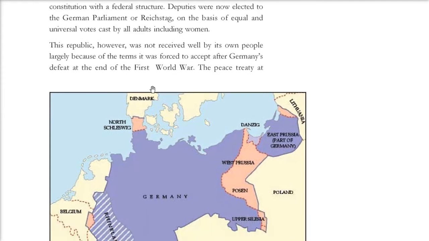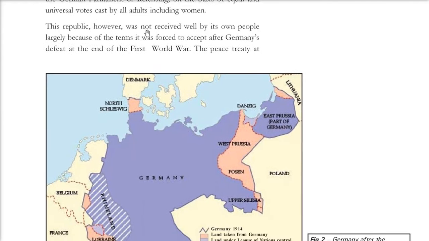This happened after Germany lost the war. But this Weimar Republic was not well received by the German people, right? Because they thought they were being held responsible, that this was the responsibility placed upon the Germans, especially at the end of the First World War. There was a peace treaty.